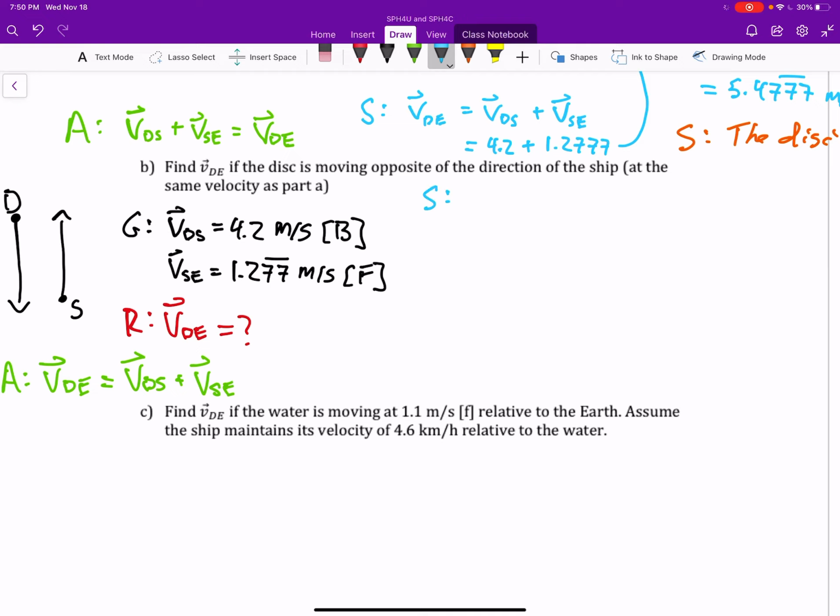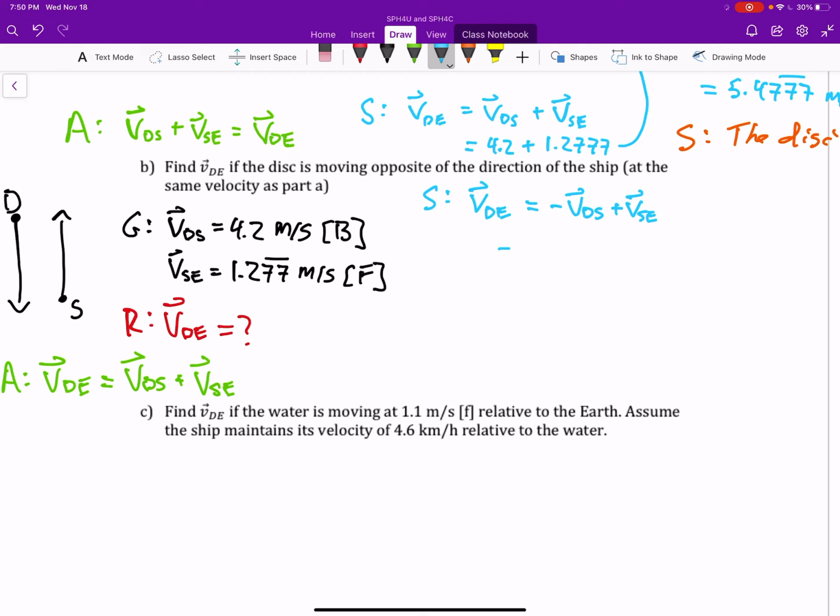So in the solve step, let's write this equation and let's account for directions going the other way. Since 4.2 meters per second is going backward, we will call that negative. And we'll add that to the positive ship Earth because that's traveling forward, which we defined as the positive direction. So we keep our same coordinate system as before.